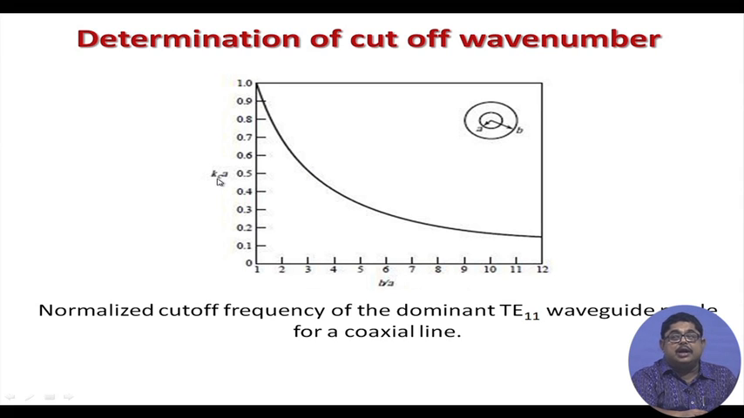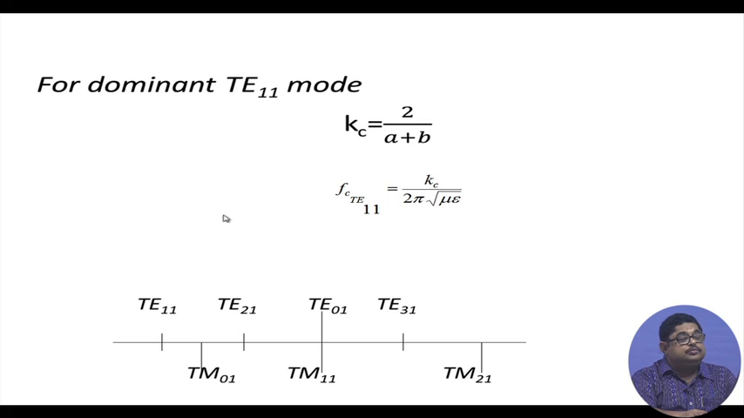Kc is, you remember, the cutoff wave number. So, the cutoff wave number depends on the frequency of operation and medium parameters, as well as, in case of TEM mode, the beta, the phase constant, is equal to k, but in other cases there is a beta, so that Kc is finite. So, you can calculate that, and it is normalized to that. So, for the dominant mode, these are the values. Kc is equal to 2 by A plus B. So, based on that you can find out the cutoff frequency.